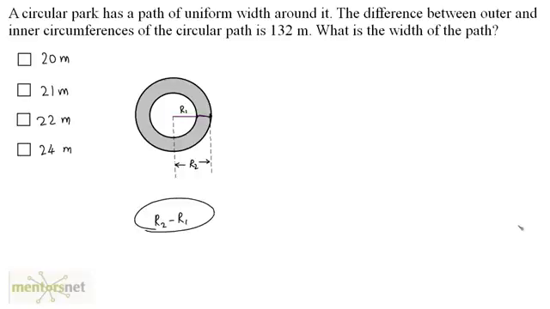Now, what has been given? Well, the difference between the outer circumference and the inner circumference of the circular path is given as 132. So, I can write C2 minus C1 is 132. What is C2? C2 is 2 pi R2. So 2 pi R2 minus what is C1? C1 is 2 pi R1, which is equal to 132. Taking 2 pi common, I have 2 pi times R2 minus R1. Now we have to find R2 minus R1, and that will be the width of the path. It is equal to 132.